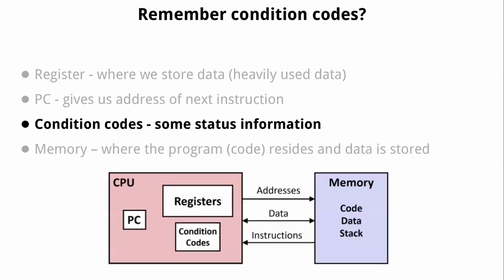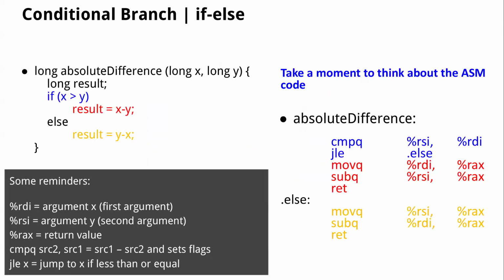Comparison instructions, we talked a little bit about this as well. Let me show you some examples. This one. At the C code level, the high-level code level, we have a predicate x greater than y. Okay, this is a predicate. This statement eventually becomes a binary, either true or false. If this is true, then the result will be x minus y. Otherwise, the result will be y minus x.